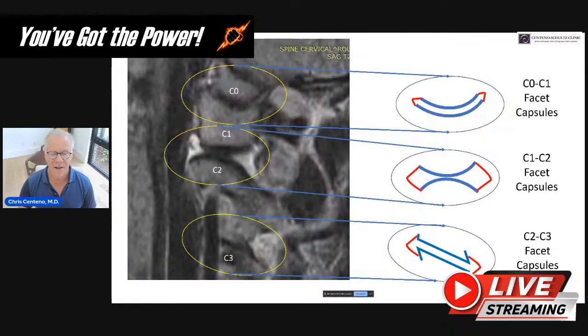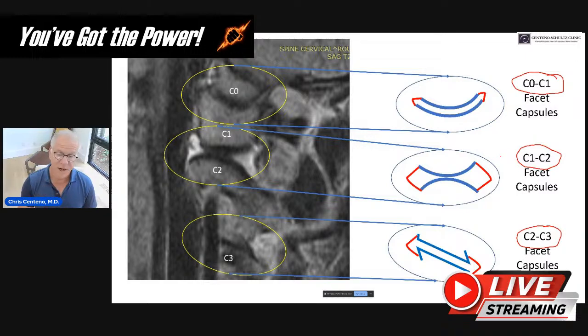And the 3 joints that we're most commonly injecting in craniocervical instability patients are C0, C1, which is this concave convex joint. The C1, C2, which is this biconcave joint, or I'm sorry, biconvex joint. And then the C2-3, which is more of a sliding joint. And so these are the 3 most common.